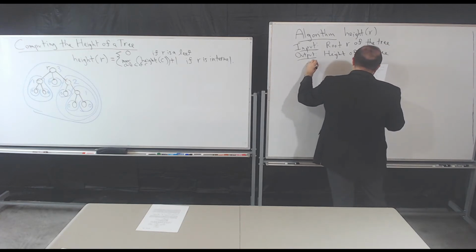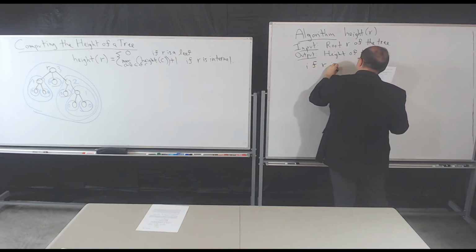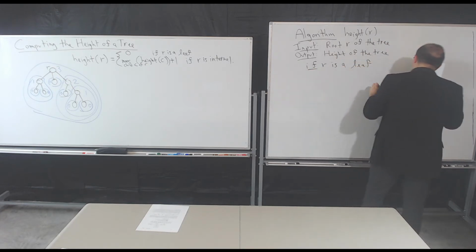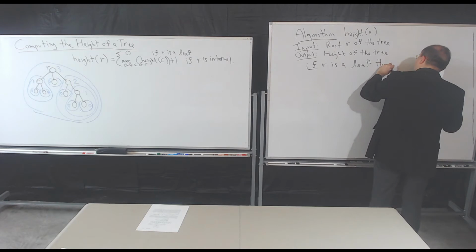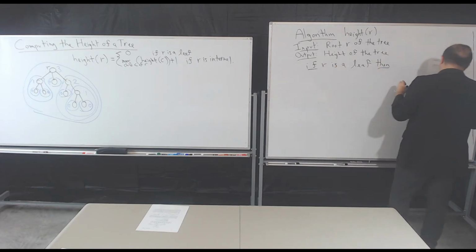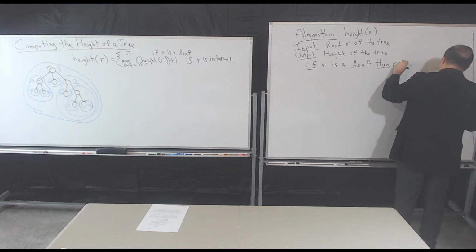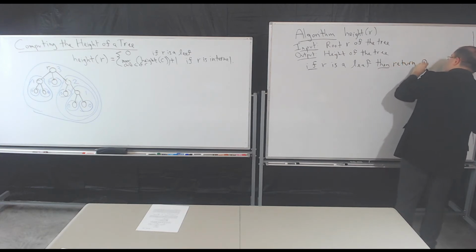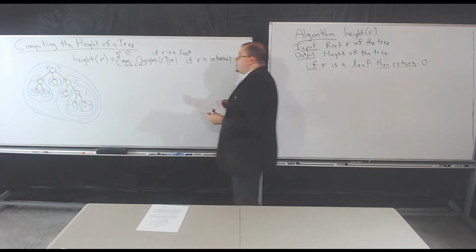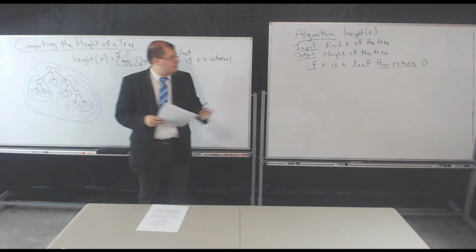So we're going to first have: if R is a leaf, then what are we going to do? Well, according to our recurrence relation, I should return 0. So I return 0. This is actually our base case. So we're going to have a base case and a recursive case. This is our base case.